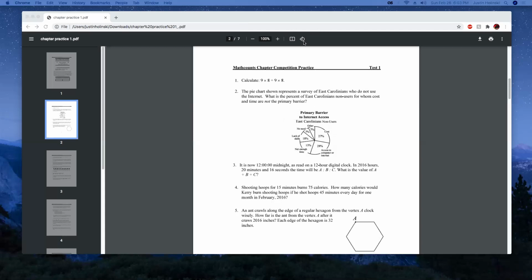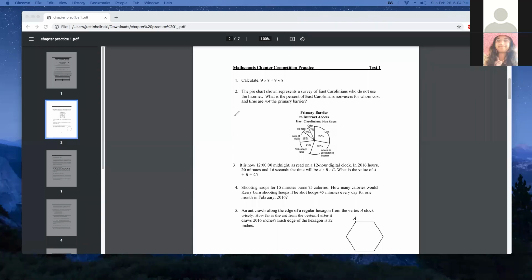So remind me, what did you say about this one? You said we wanted to set this up how exactly? You could either subtract the cost and time from 100, which is the total, or add the cost and time together and then subtract. Oh no, sorry, wait, no. Or you add everything that's not cost and time.